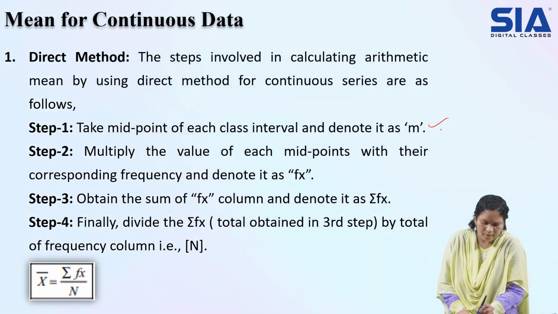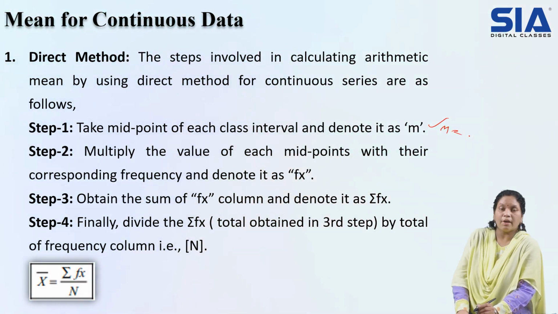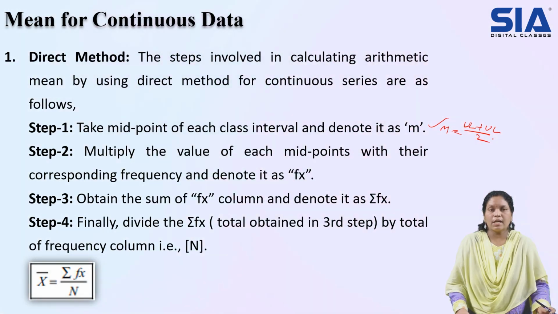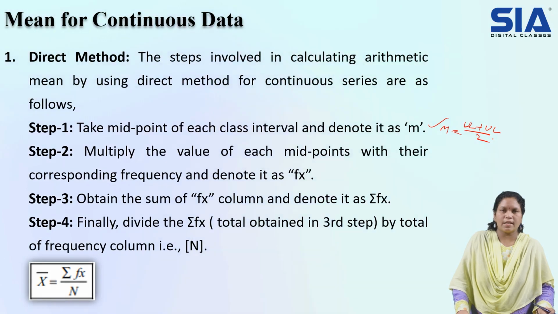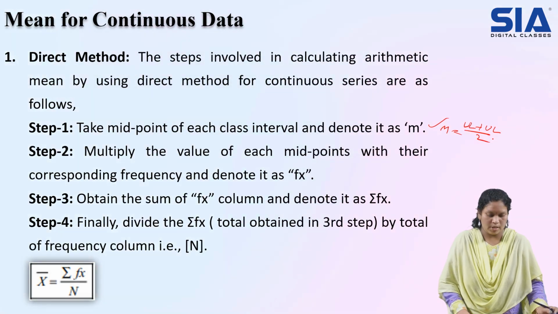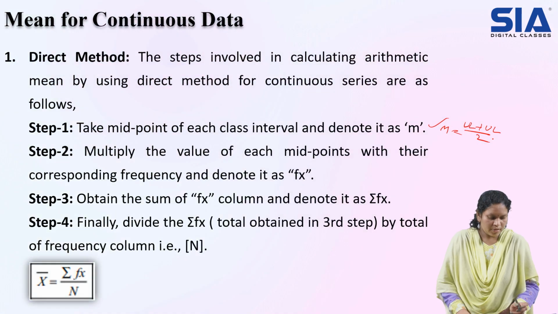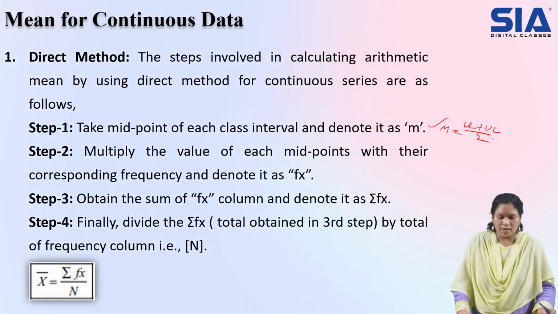m is equal to mid values. I'll explain in the problem. The mid values formula is m is equal to lower limit plus upper limit by 2. In the class intervals, wherever we have them, we'll check how that formula goes. So the next step is to multiply the value of each midpoint with its corresponding frequency and denote it as fx.